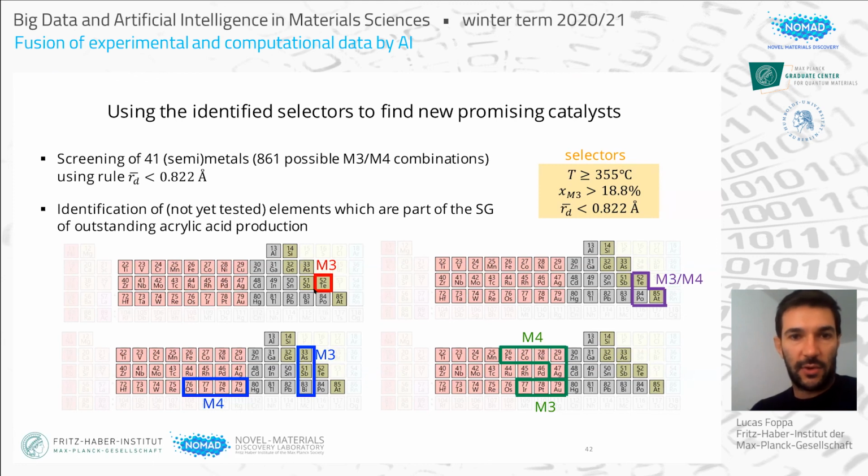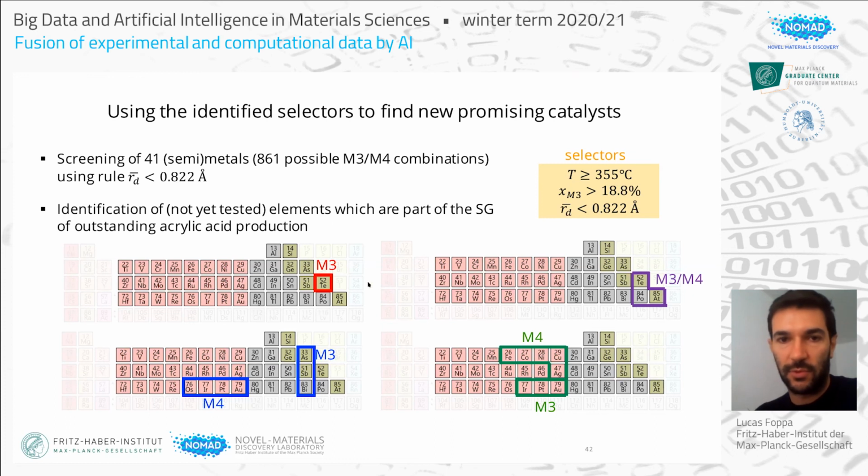We take all of these 41 metals and semi-metals that we have in the periodic table here, and we look at the 861 possible M3, M4 combinations, and we look at which of these combinations will give an RD average lower than this threshold. And this is what we get.